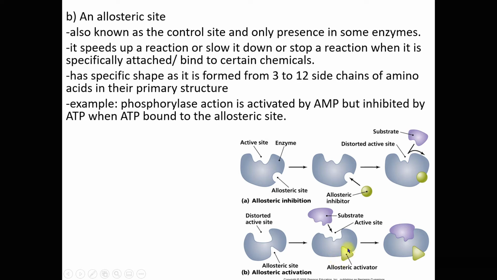So when an allosteric activator binds to the allosteric site of that enzyme, what happens? The active site of that enzyme will change its configuration to be complementary with the substrate. So this enables the substrate to bind with the active site of that enzyme.